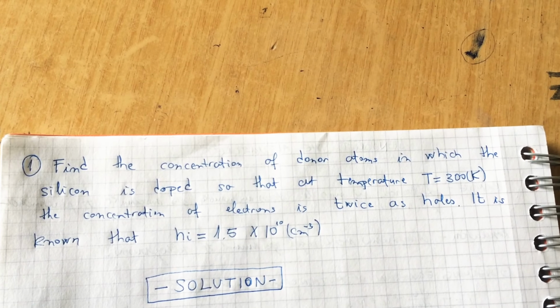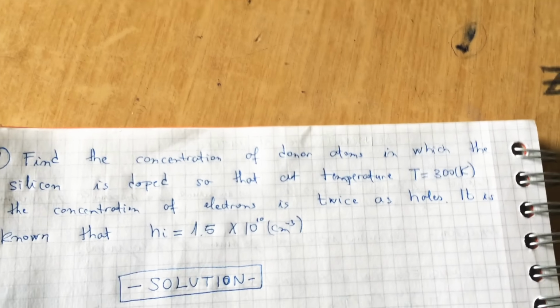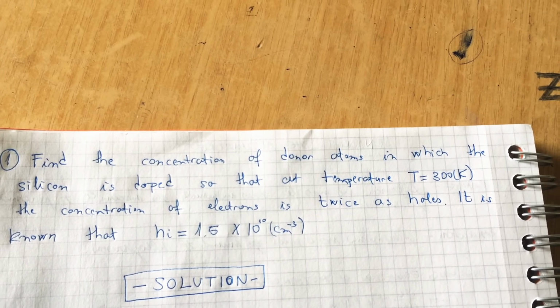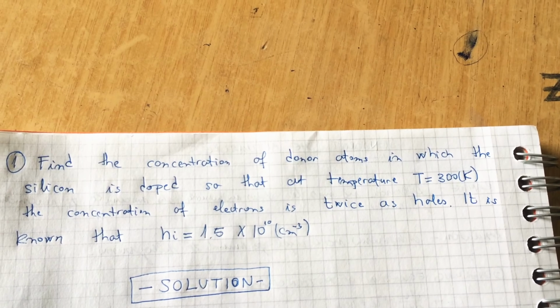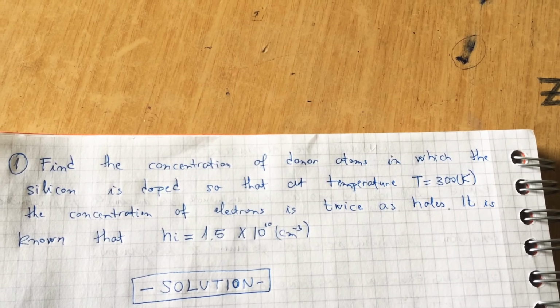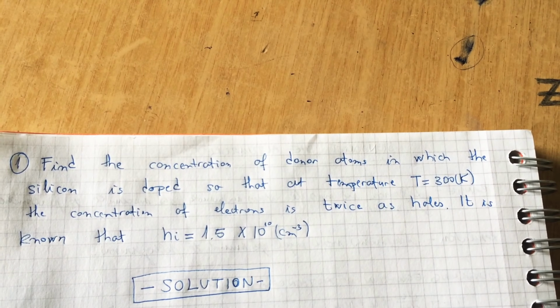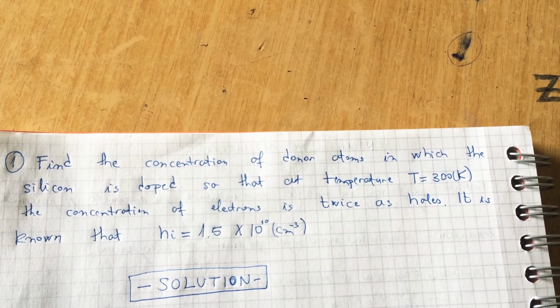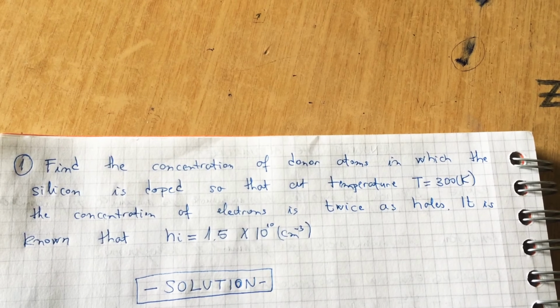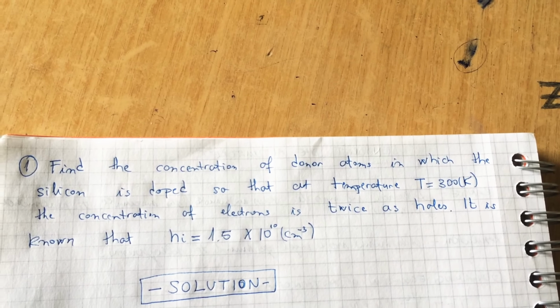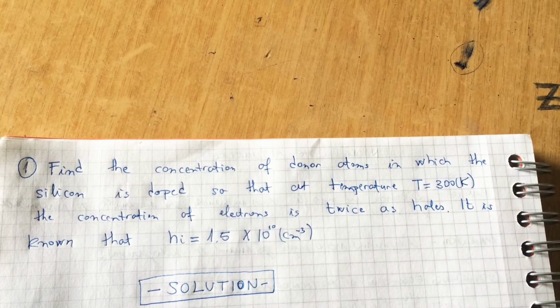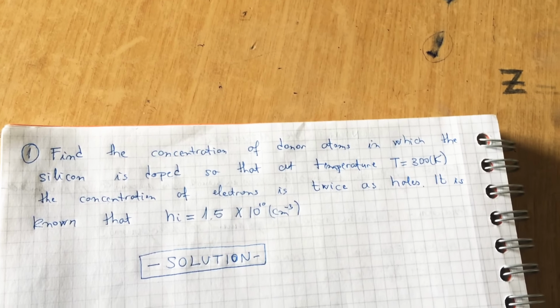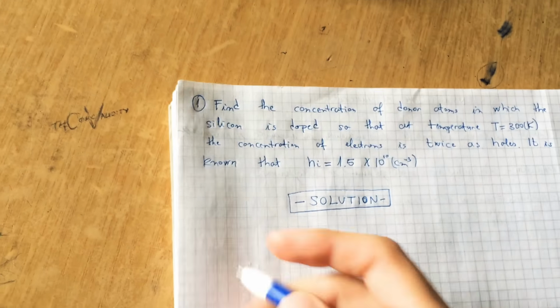In this example, it says find the concentration of donor atoms in which the silicon is doped so that at temperature T equals 300 Kelvin, the concentration of electrons is twice as holes. It is known the value of Ni. So what formulas do we need at the beginning?